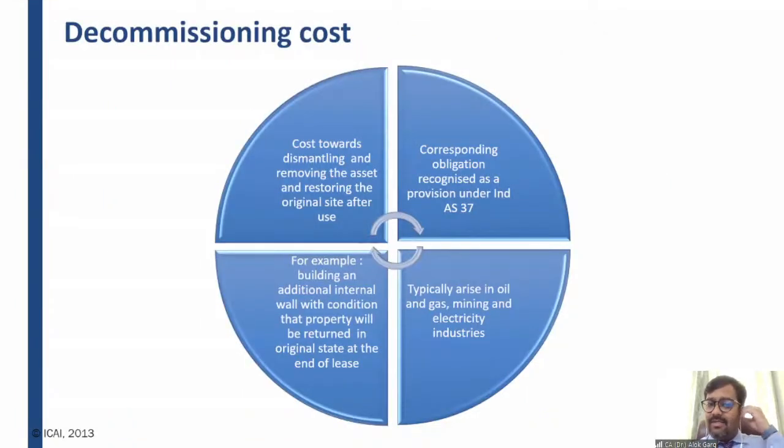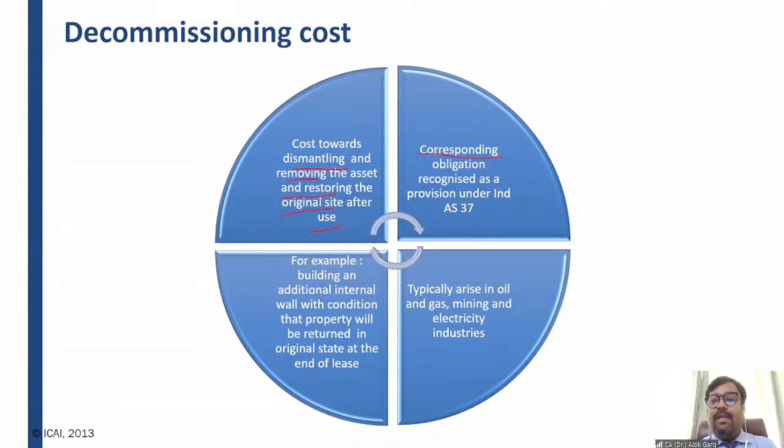Decommissioning cost we have discussed. Decommissioning cost means cost towards dismantling and removing the asset and restoring the original site after use, right? So it includes the dismantling of the asset. It includes restoring the site to the same condition. For example, we have done some civil work on the land. So we have to remove that civil work and fill the soil in that land and get this land back into the same condition in which it was given to us, right?